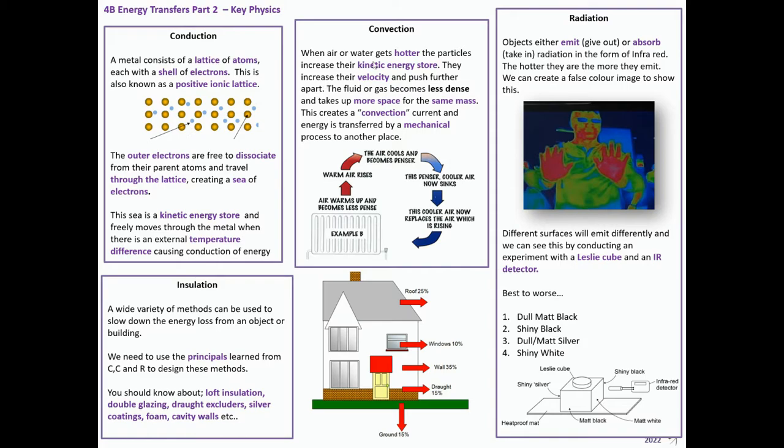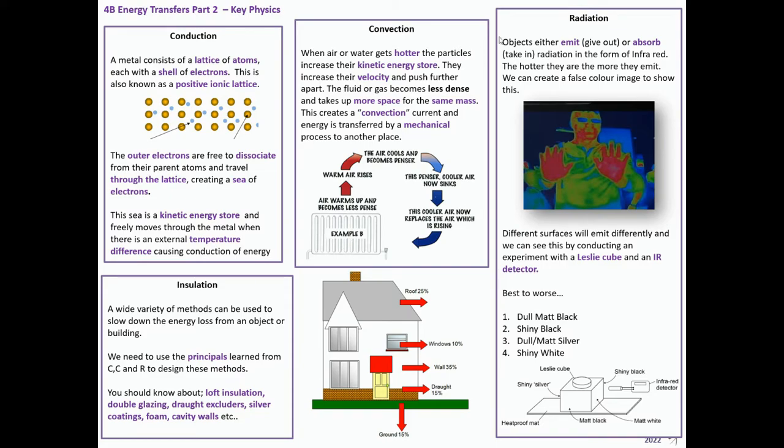We've also got convection. So when air or water gets hotter, the particles increase their kinetic energy store, they increase their velocity, they push further apart, the fluid or gas becomes less dense and takes up more space for the same mass. That creates a convection current, and energy is transferred by a mechanical process to another place. So this could be a radiator. Bizarrely called a radiator, should be called a convector, because it makes the convection current happen as hot air rises, cool air falls, creates this circular current of air in the room.